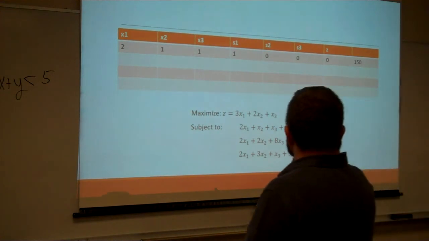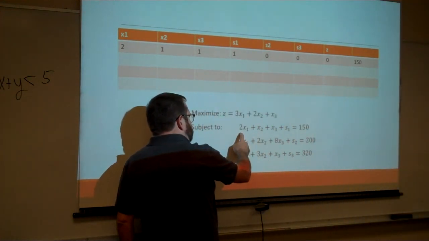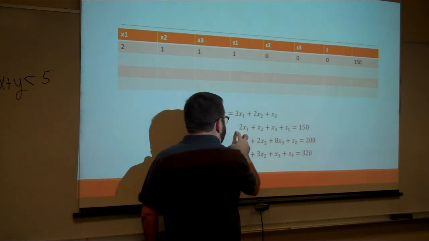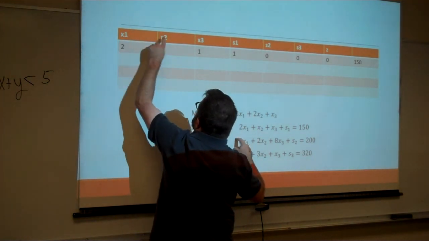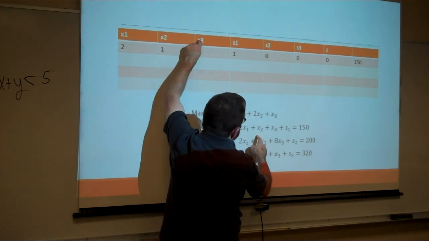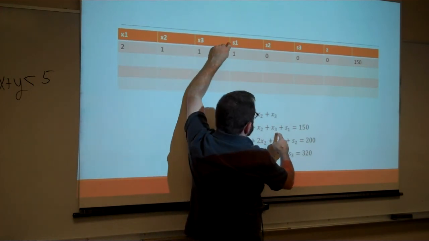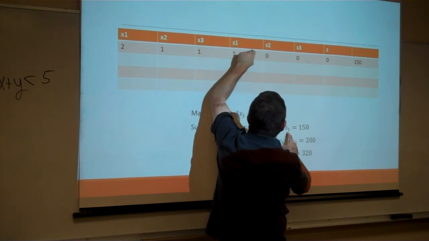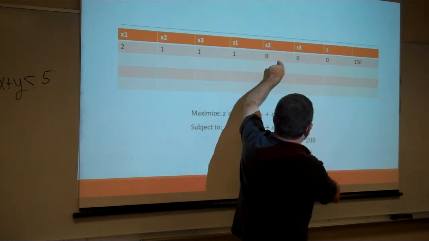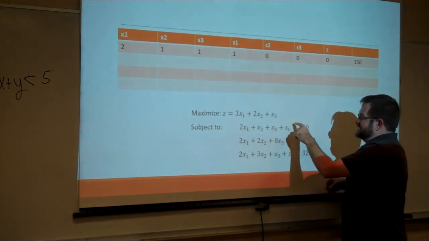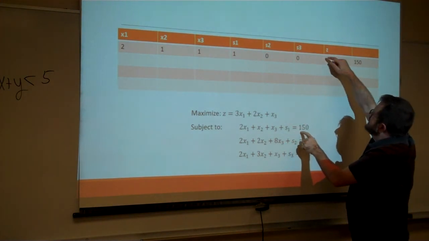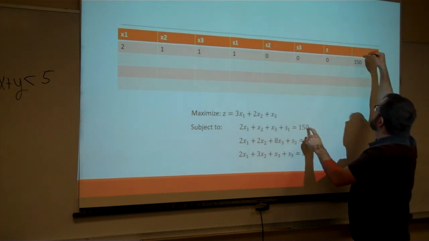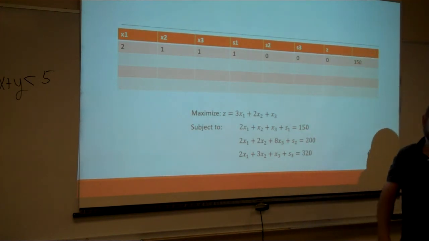So I'm going to take, for example, my first equation here that was originally my constraint. My first column will be the x1s, my second column will be the x2s, my third column will be the x3s, my fourth column will be the slack variable 1. I'm going to later need a slack variable 2, but this equation doesn't have one. I mean, it's 0 times s2, 0 times s3. There's no z in this equation either, and it's going to be equal to 150.